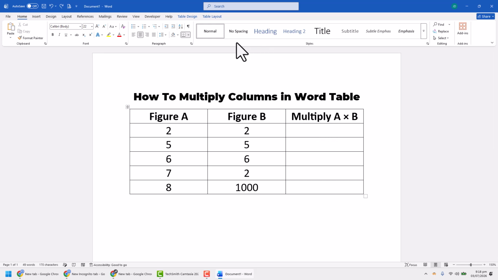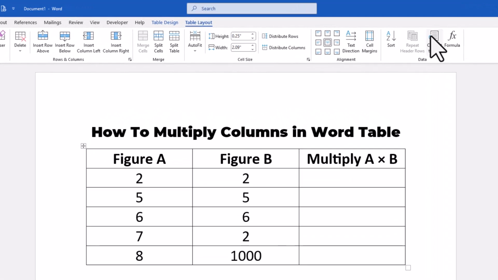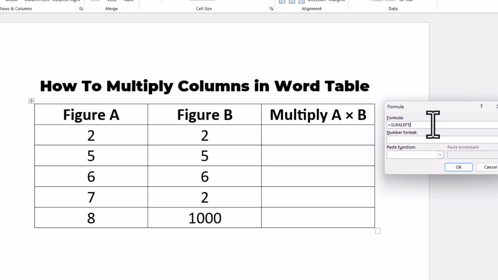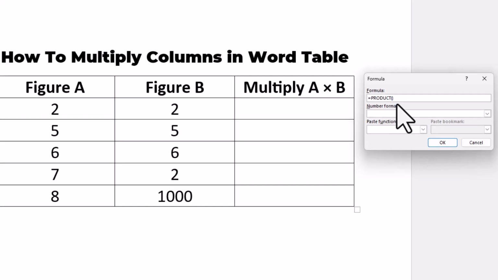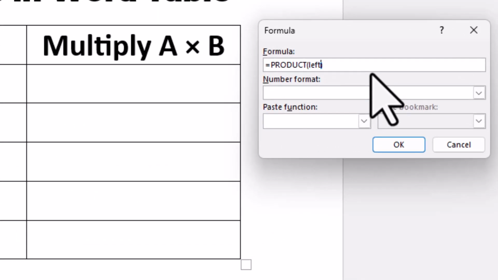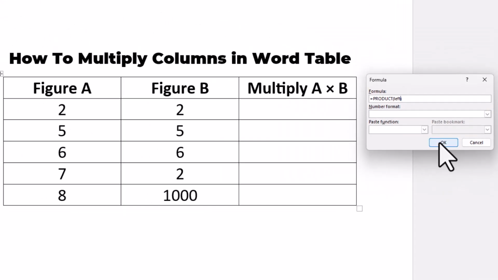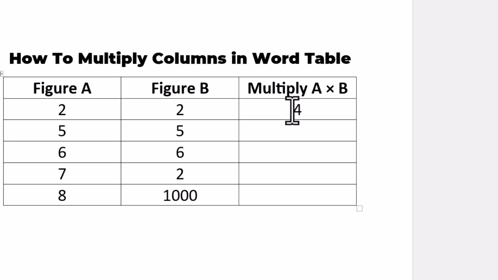After that, go to the Table Layout tab and click the Formula option. Delete any default text in the formula box and type =, then type Product, or choose Product from the Paste Function drop-down menu. In the parentheses, type Left. Finally, click OK. You can see we have successfully multiplied our first column.